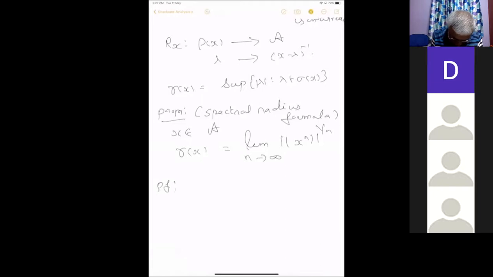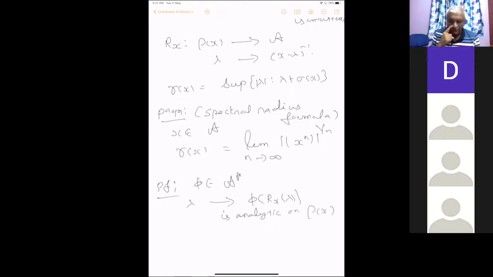Proof. Okay. So we have already proved in the last class that if we have a phi in A star, a linear functional, then the function lambda going to phi of R_x of lambda is analytic on rho of x. We proved this.